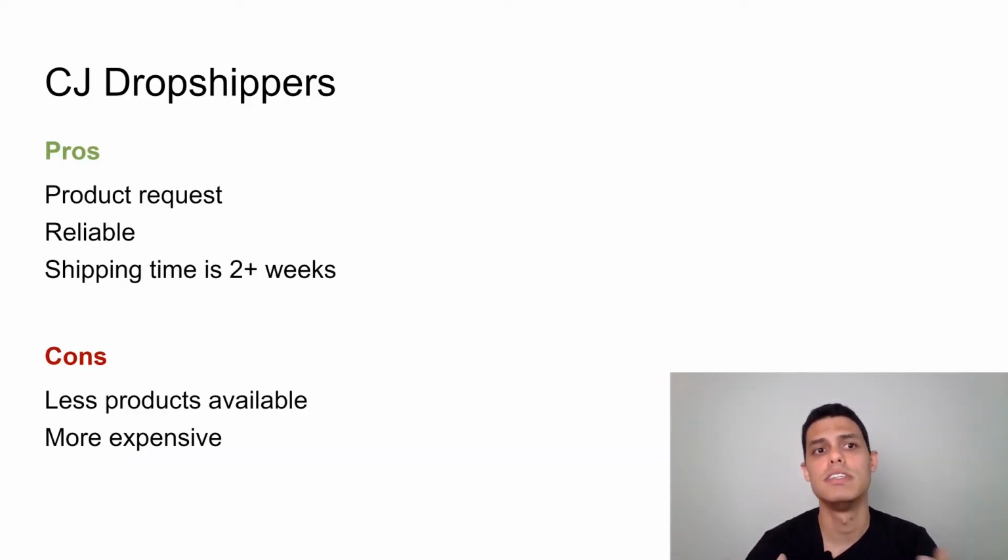And then we have CJ Dropshippers. Usually you can request products from this platform if you don't find the ones you're looking for. It's pretty reliable. They've been in business for a while now. The shipping time is 2+ weeks. So it's great because they have the logistics and they can order the products for you. Usually the shipping time is faster than ordering from Aliexpress. So that costs a premium sometimes, you know. So the cons for this is less products available again, and it's more expensive.